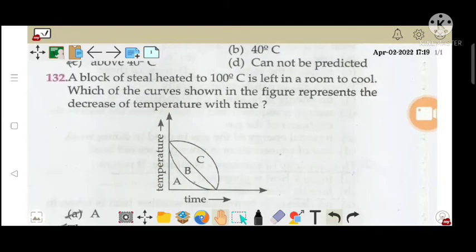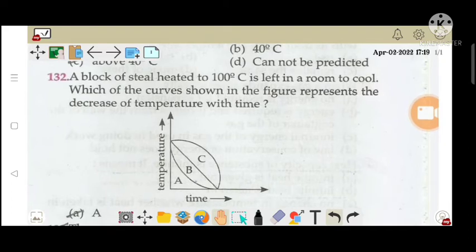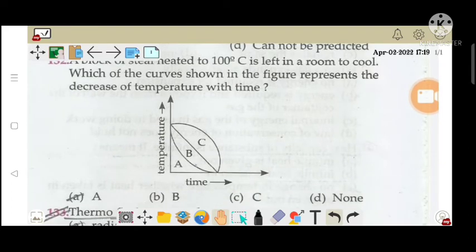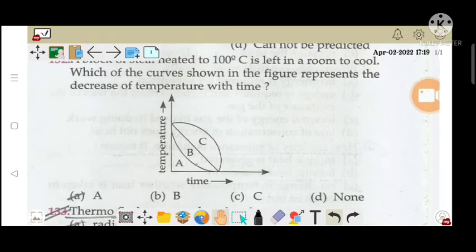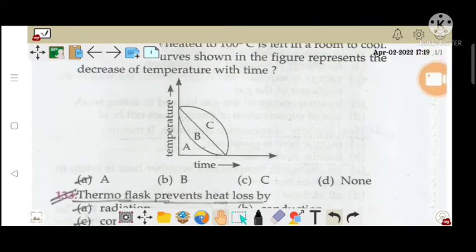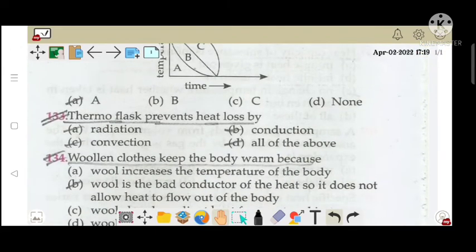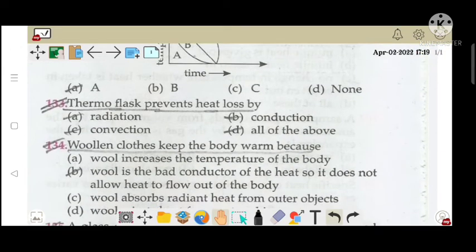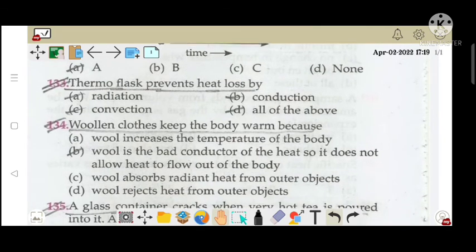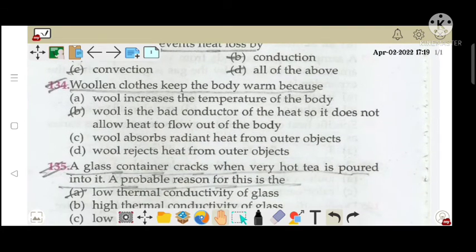A block of steel heated to 100 degrees Celsius is left in a room to cool. Which of the curves shown in the figure represents the decreasing temperature? A thermoflask prevents heat loss. All of the above, that is, all of these are correct.